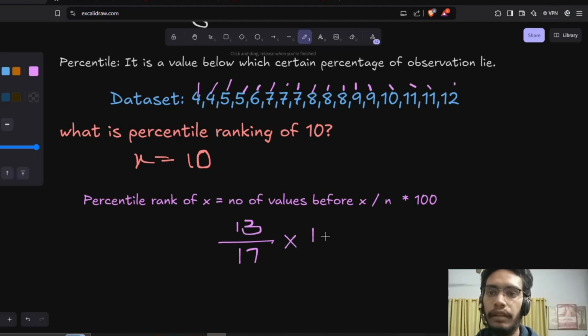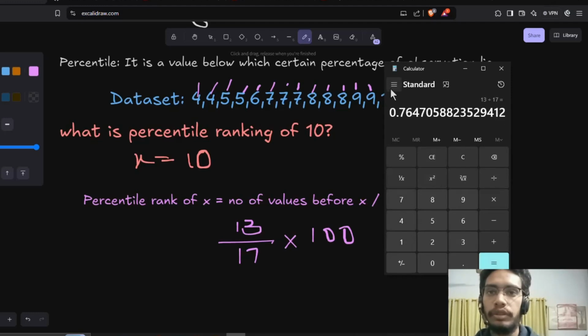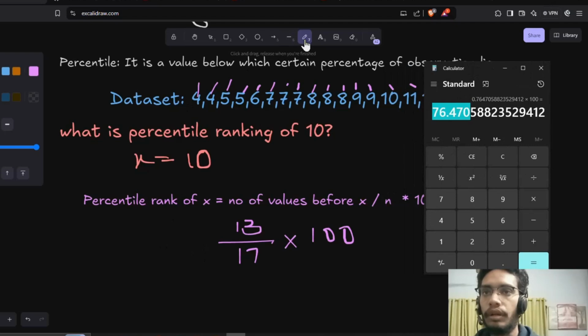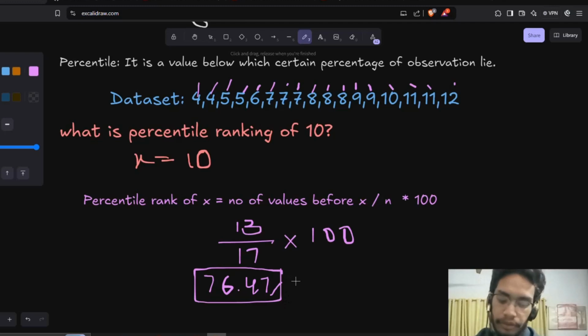And we have to multiply it by 100, right? So let me just calculate it. On the calculator, 13 divided by 17 is equal to 0.76. Then multiply by 100, and you get 76.470, right? So this is 76.47. This is our percentile ranking, right?